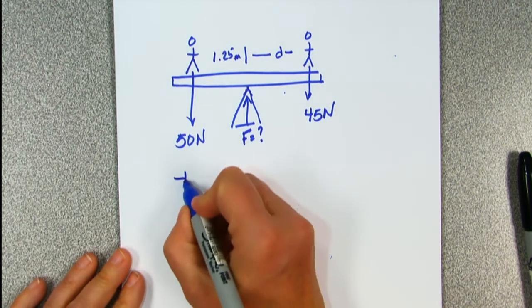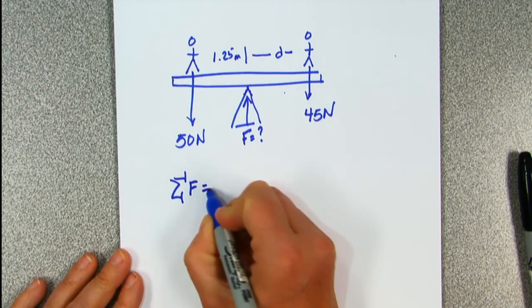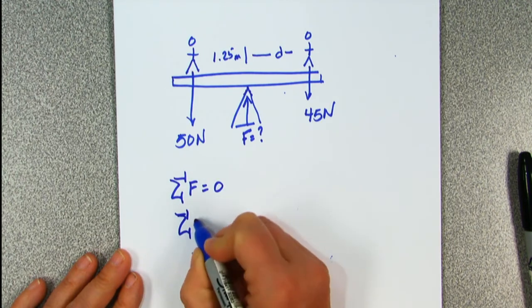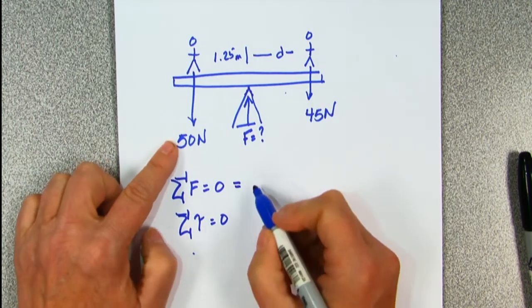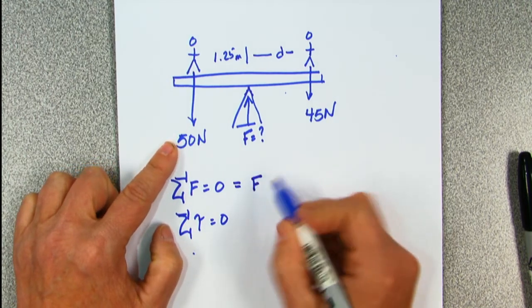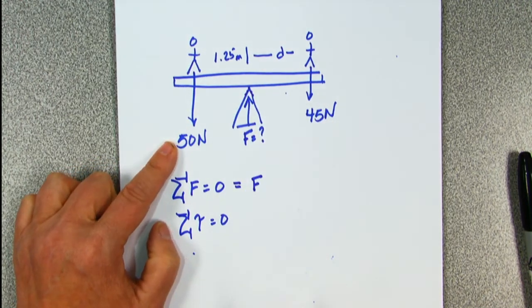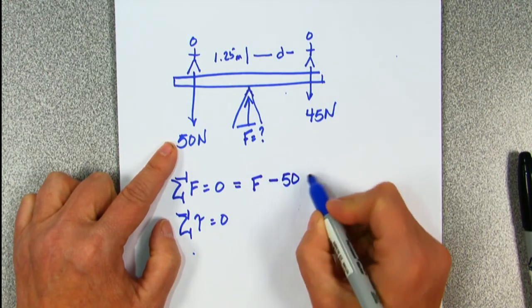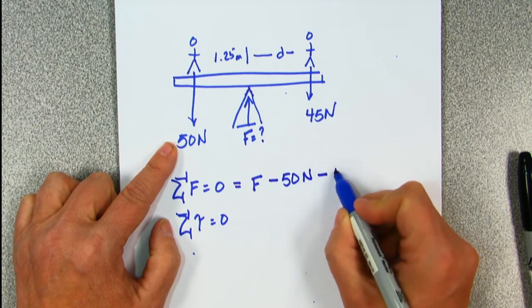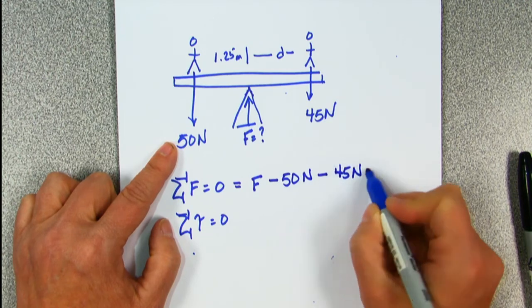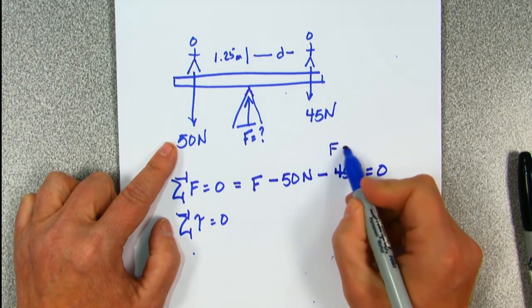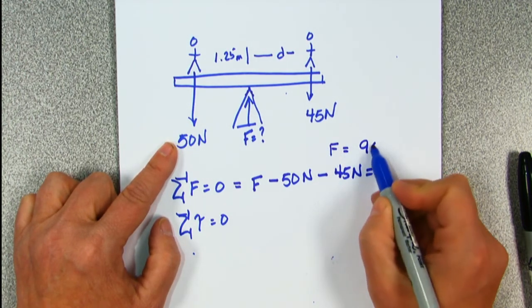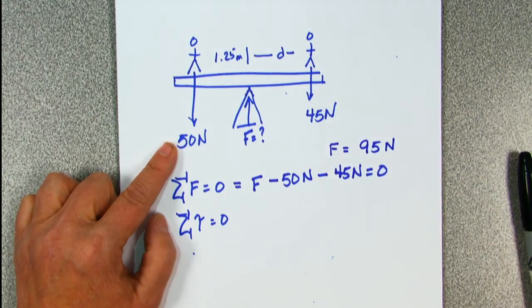So in this case, the sum of the forces has to equal 0, and the sum of the torques has to equal 0. So if I look at my picture, I have the force that's being applied upward, which is what I want to find out. I have the force of the first person and the force of the second person. That all has to equal 0. So the force is going to equal 95 newtons.